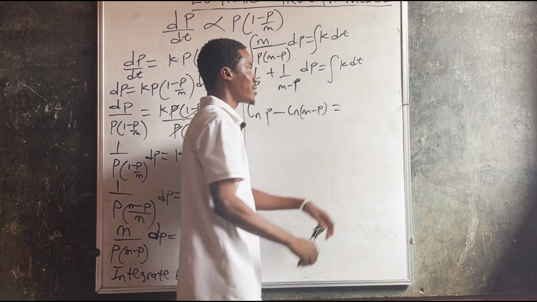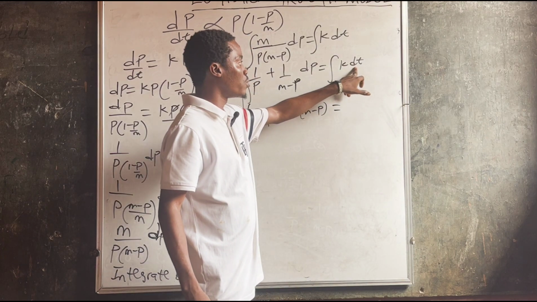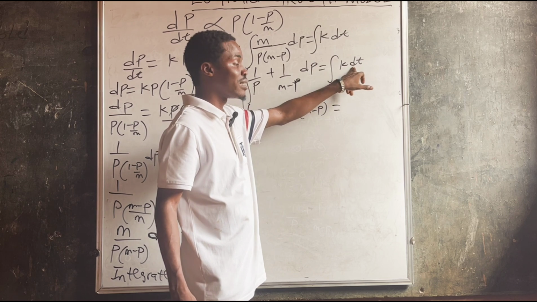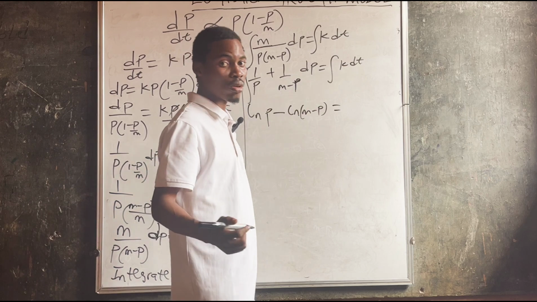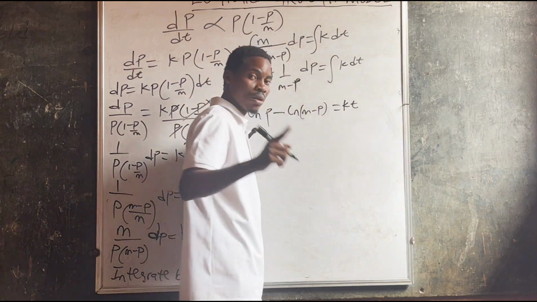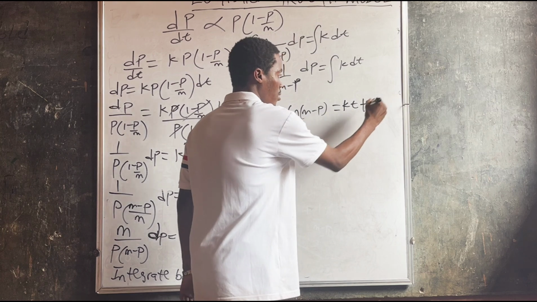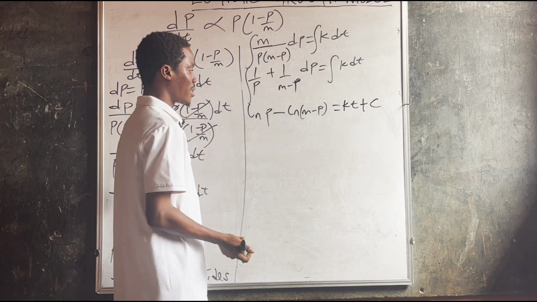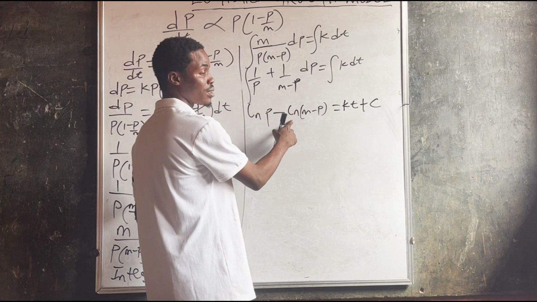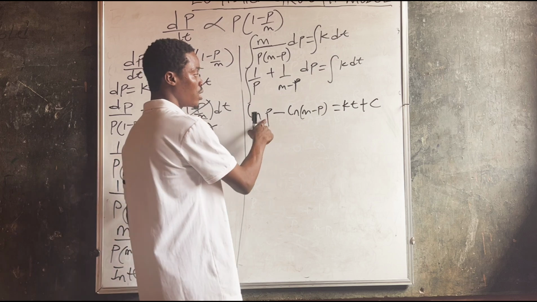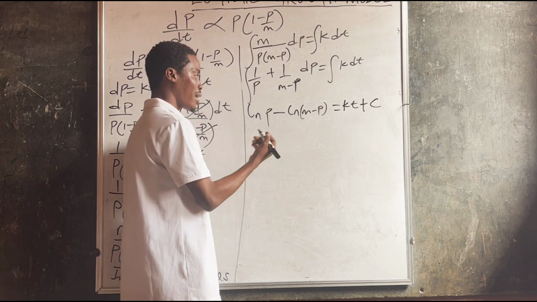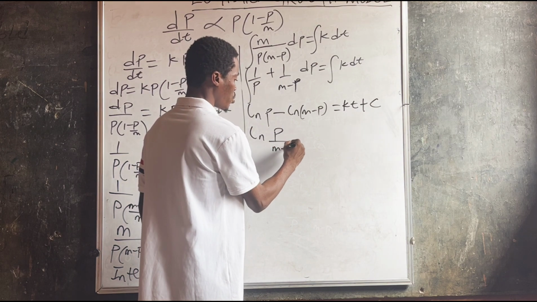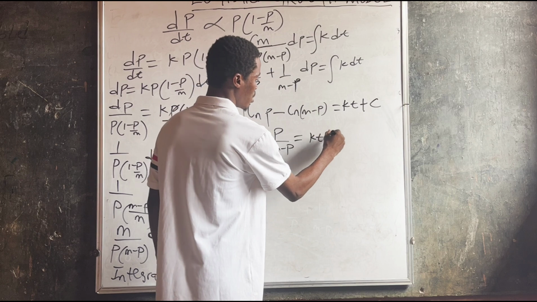This is equal to, if I integrate a constant with respect to t, the t will multiply the constant k. I'm going to have kt. Then remember to add your constant of integration. So our k is a constant. In this case, I can write this like this. Since this is ln p and this is ln, I can take the minus as division according to laws of indices. Since ln is common between them, I can take it as 1. ln(p all over m − p) is equal to kt + c.